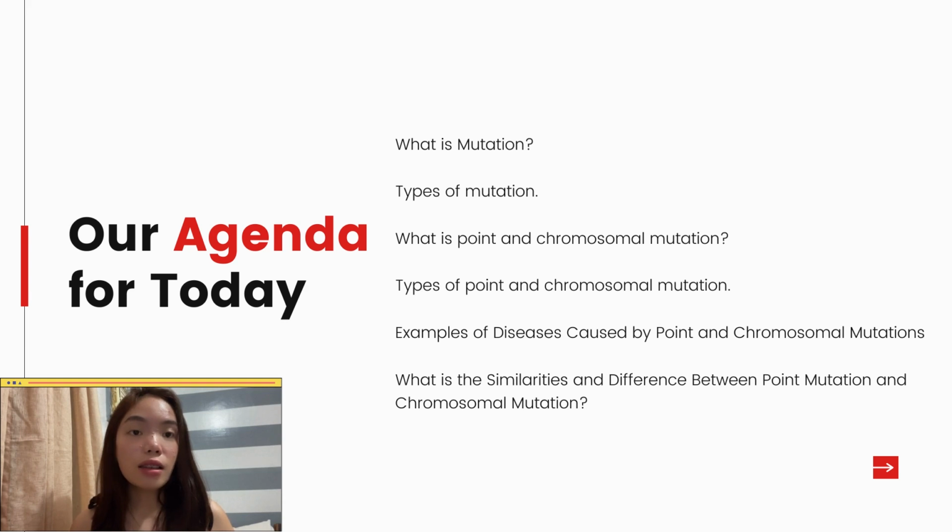Okay, so our agenda for today is listed here. First, we are going to discuss what is a mutation, the types of mutation. Next is what is point and chromosomal mutations, as well as its types. We also have examples of diseases caused by point and chromosomal mutations, and of course, we will discuss the similarities and differences of point and chromosomal mutations.